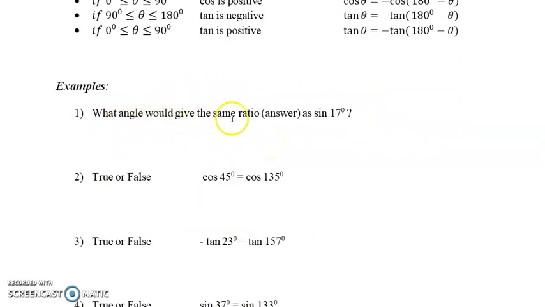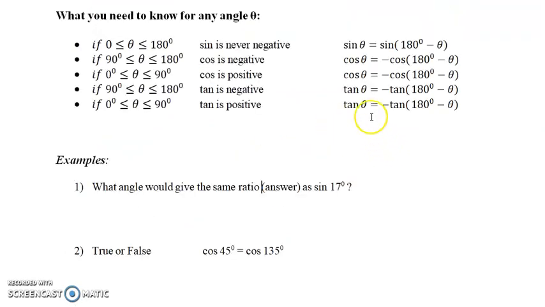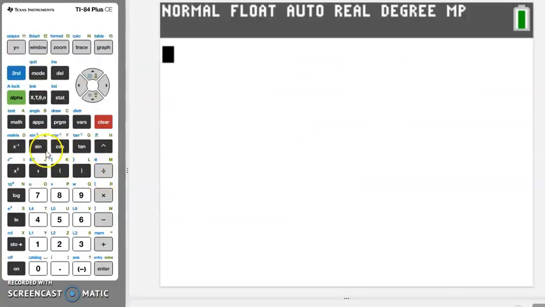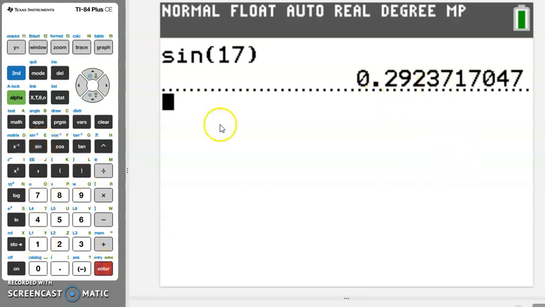So, what angle would give the same ratio or answer as sine of 17? So if I take sine of 17 on my calculator, okay, sine of 17, so I show my calculators in degrees. I take the sine of 17 degrees, and I get 0.29.